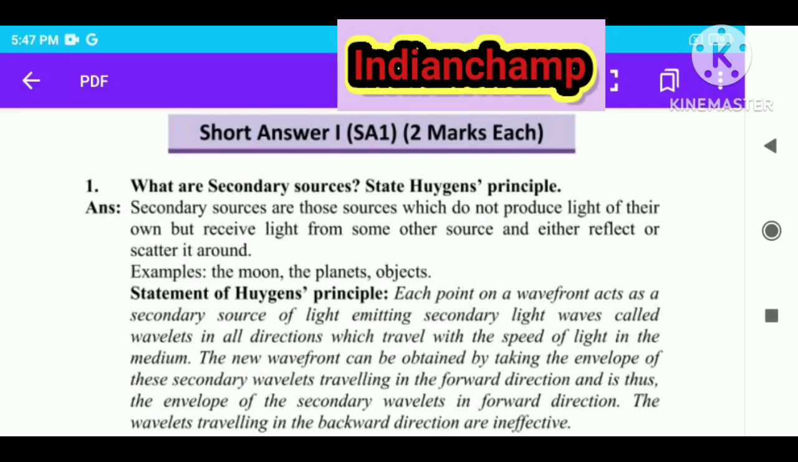These are the short answer questions. The first question is: what are secondary sources? State Huygens principle. Answer: secondary sources are those sources which do not produce light of their own but receive light from some other source and reflect or scatter it around. Example: the moon, the planets, and objects.